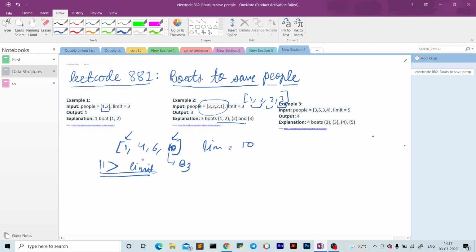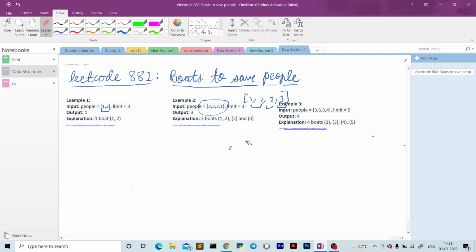So this could go in boat 3. Now we can see that 1 and 6, the sum is less than the limit, so we can put both of them in boat 2, and then this last element is left, we can put this in boat 3. So this is the explanation of this problem.